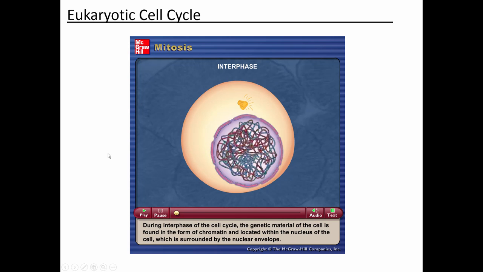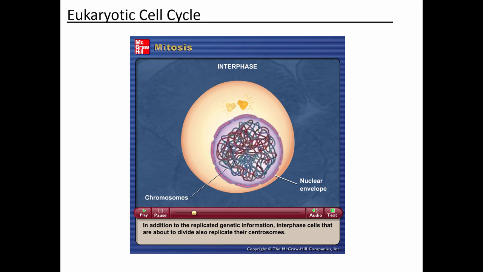During interphase of the cell cycle, the genetic material of the cell is found in the form of chromatin and located within the nucleus of the cell, which is surrounded by the nuclear envelope. During the S stage of interphase, DNA replication takes place, and thus the cell leaving interphase and entering mitosis already has replicated its genetic information. In addition to the replicated genetic information, interphase cells that are about to divide also replicate their centrosomes. In animal cells, these centrosomes are formed from centriole pairs.